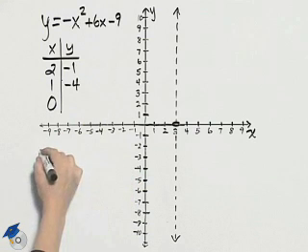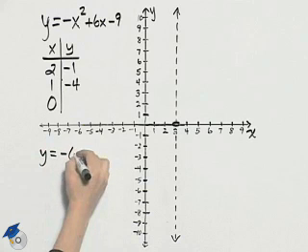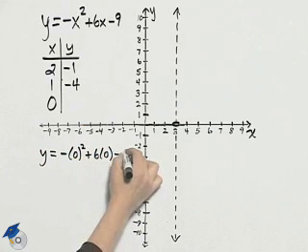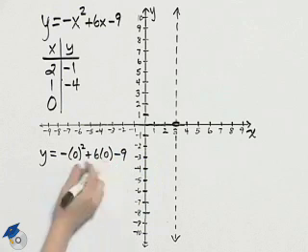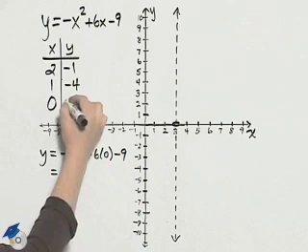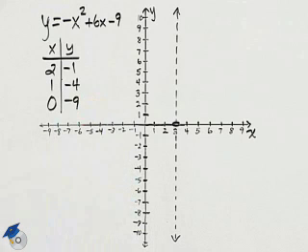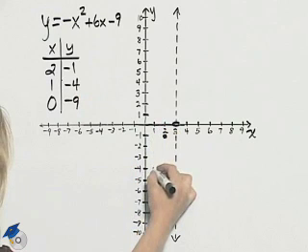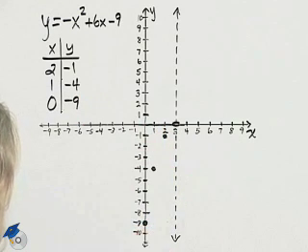And finally, we can find y when x is 0. So we'll have -0 squared plus 6 times 0 minus 9. In this evaluation, we use the fact that 0 times anything is 0. So we'll have 0 minus 9, or -9. I can now plot those points. 2, -1 is here, 1, -4 is here, and 0, -9 falls here.